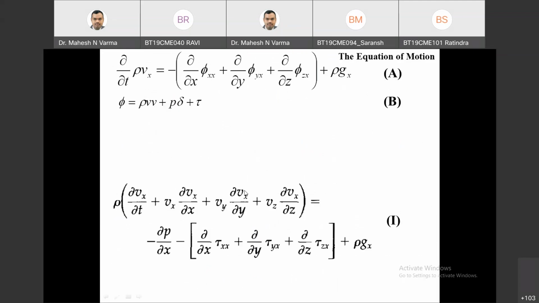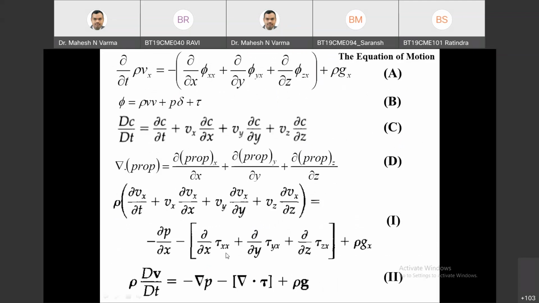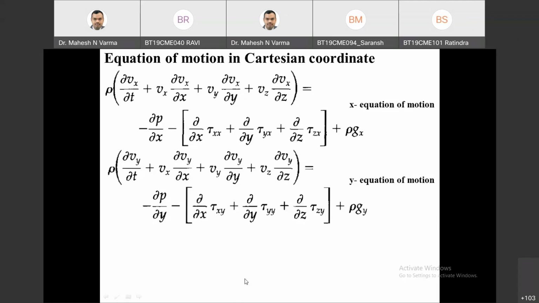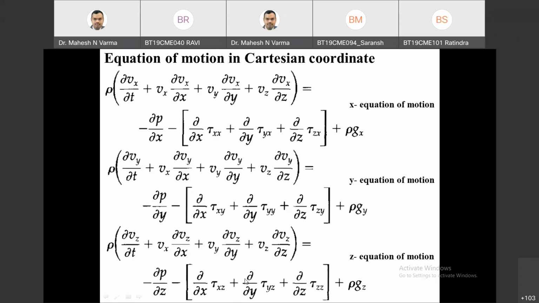Okay, this is the generalized equation, and then using the definition of substantial time derivative and divergence of the property, this equation can be written in the compact form like this. So these are for the Cartesian coordinate system, x momentum. Similarly, I can get y momentum, and similarly I can get z momentum for the Cartesian coordinate system.